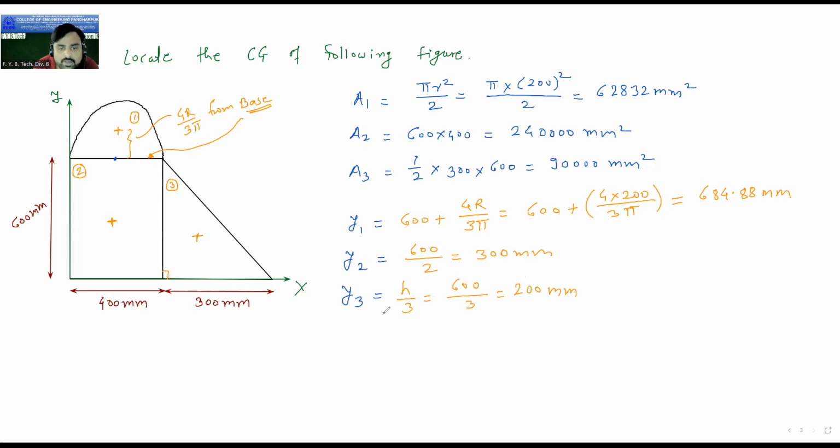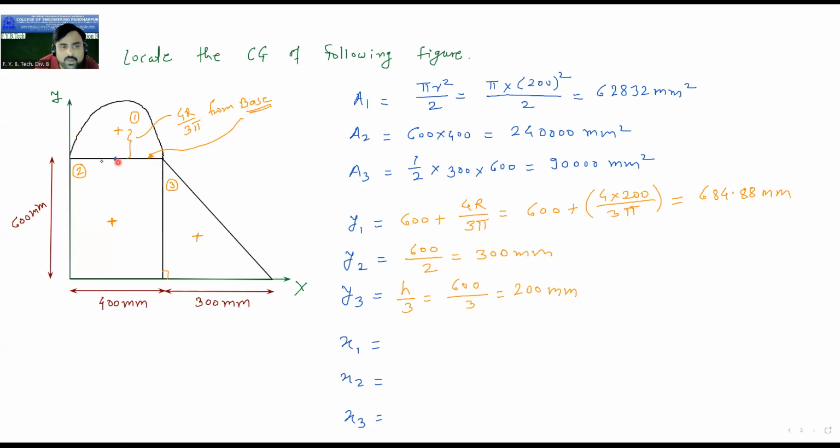Now we will calculate x1, x2 and x3. Now for x1, x2 and x3, see, this is the centroid of the first diagram. So now x bar, what is the formula for x bar of the semicircle? X bar is equal to r. Y bar is 4r by 3 pi. X bar is equal to r.